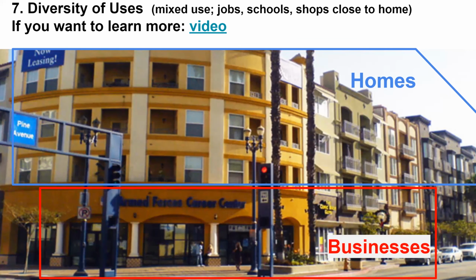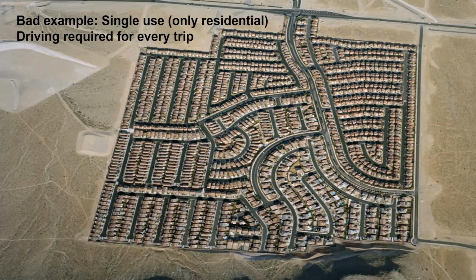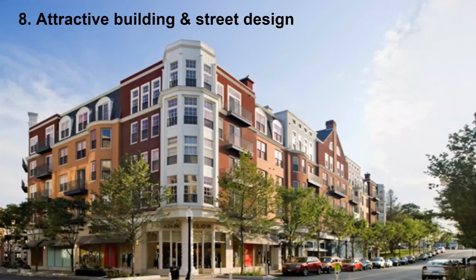Next one is diversity of uses. That means there are businesses and residences, homes, in the same neighborhood, sometimes on top of the shops. This is very sustainable because you can walk to the business. You don't need to drive. This is called mixed use design, with jobs, schools, and shops close to the home. Here's a bad example. This is only residences, so you have to drive everywhere.